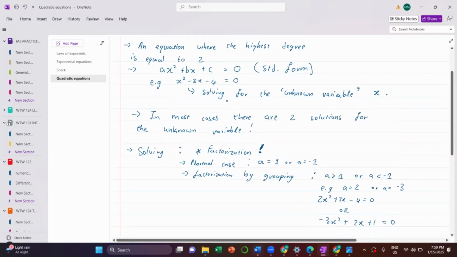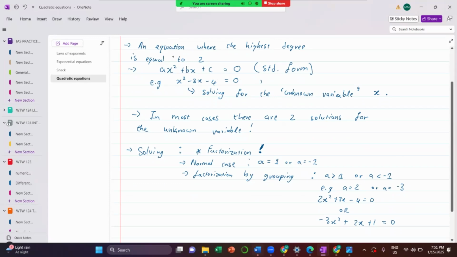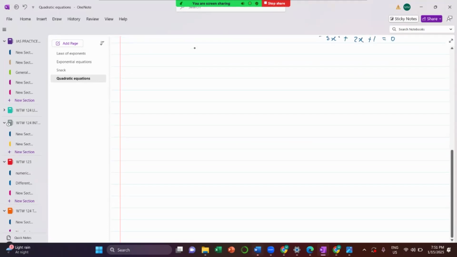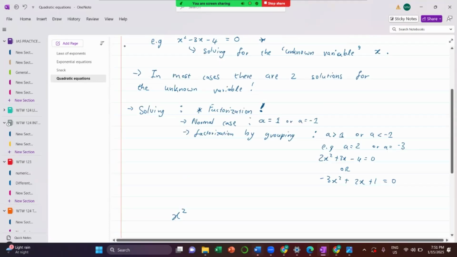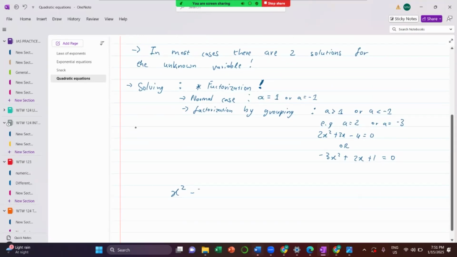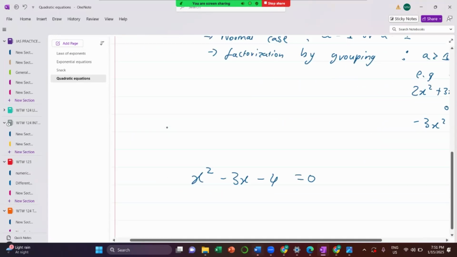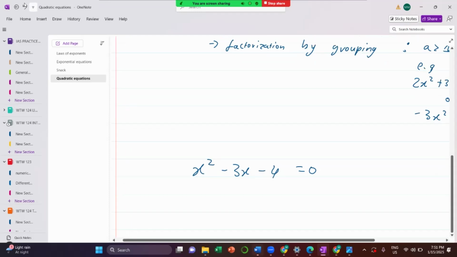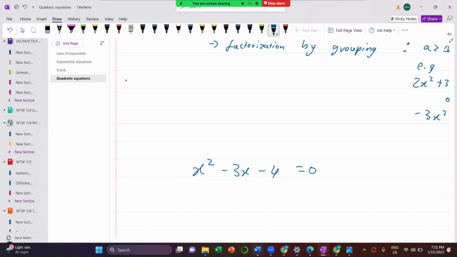Okay. So for now, let's try to factorize the example that I gave. x squared minus 3x minus 4 is all equal to 0. So you remember before you factorize, you have to just look at the factors. You first look at the value of a. If the value of a is greater than 1 or less than -1, the value is equal to what?